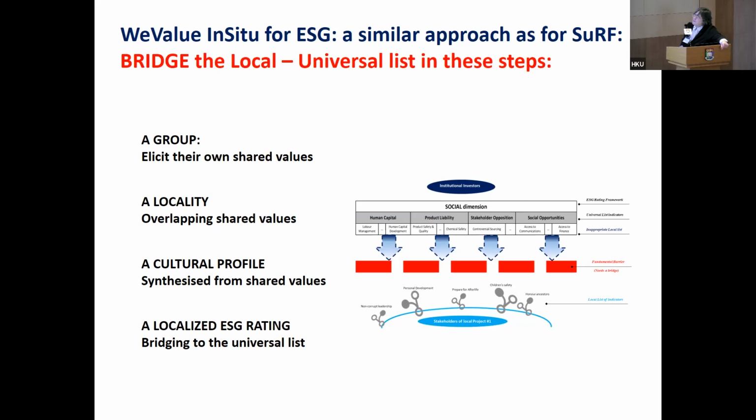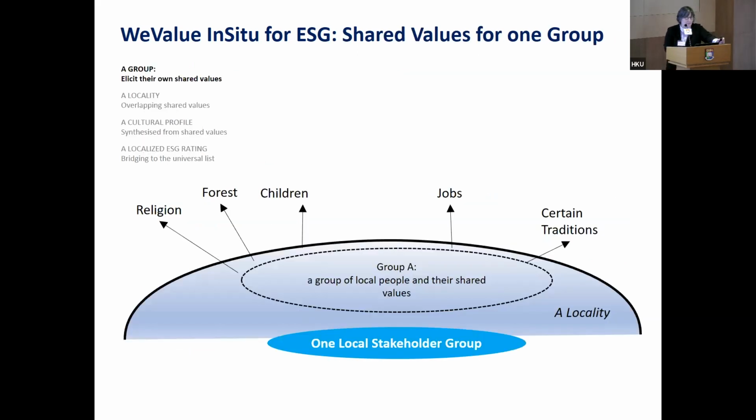So first of all, we need to use WeValue to find out the shared values of a group. So down here at this level. And then a locality. There might be a lot of groups in a locality, and we need to be able to understand their overlapping values. We then get a cultural profile, and then we somehow relate that profile to the universal indicators.